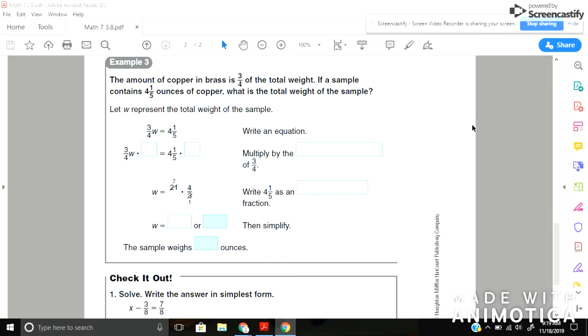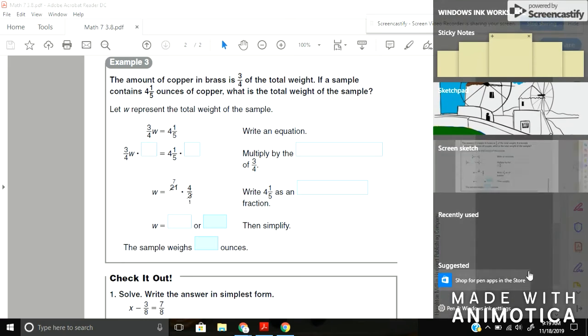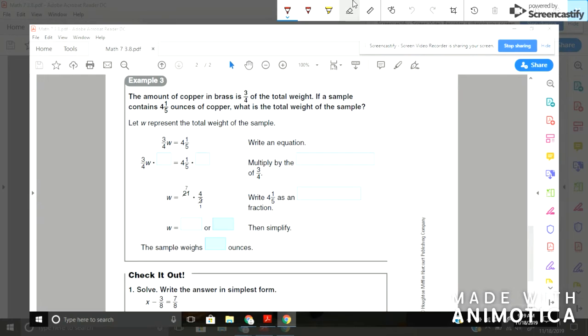Okay, example 3 says the amount of copper in brass is 3/4 of the total weight. Reminder that of in math means multiplication. Might be a good reminder to write in there. Of in math means multiply. If a sample contains 4 1/5 ounce of copper, what's the total weight of the sample? Well, okay, the amount of copper is 3/4 the total weight. So if we know we have this much copper, our total weight has to be more than that.